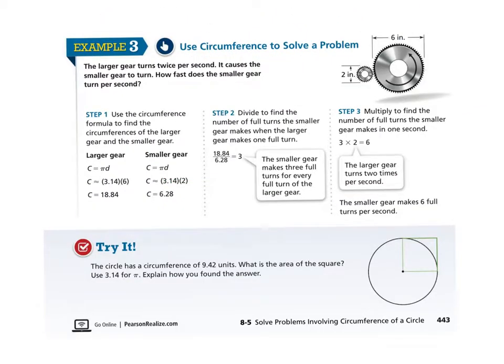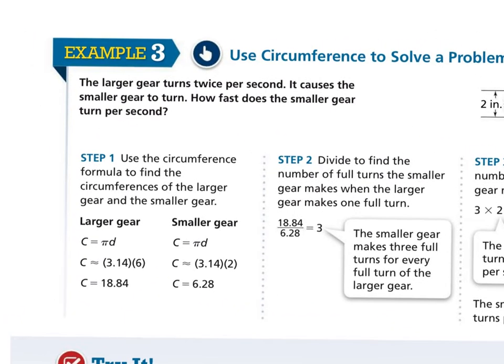You look at example 3. The larger gear turns twice per second. It causes the smaller gear to turn. How fast does the smaller gear turn per second? So larger one is twice per second, and then we're going to figure this out on the smaller one.